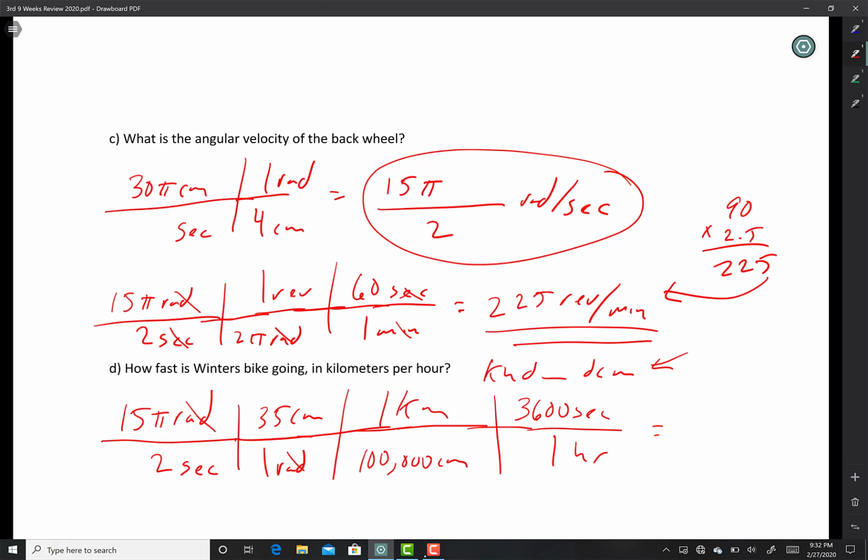All right, so let's go ahead and take care of this. 15 pi times 35 times 3,600. And I get a big number. I'm going to divide that by, and I open parenthesis, 2 times 100,000. And let's see what I get now. I get 29.6881 kilometers per hour. If I didn't make any mistakes, I believe that's my answer.